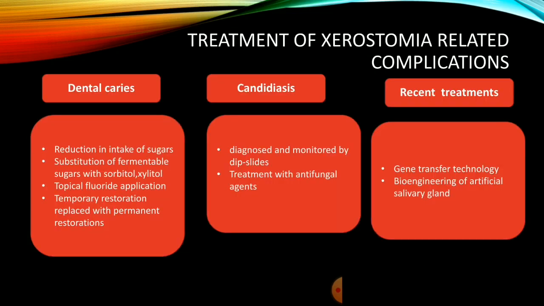And thirdly, treatment of xerostomia-related complications. Because of dry mouth, the patient is more prone to dental caries and fungal infections in the oral cavity, so we need to treat them also. For dental caries, we ask the patient to reduce sugar intake and do all the things we usually do to prevent dental caries. In candidiasis, we diagnose it first and then treat it with antifungal agents. Recent treatments, such as gene transfer technology and bioengineering of artificial salivary glands, are still under study.